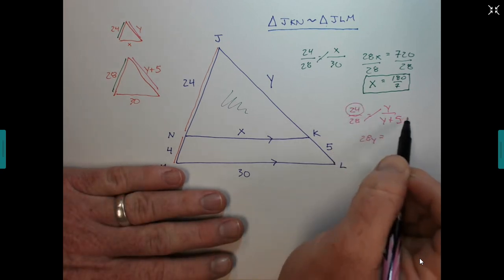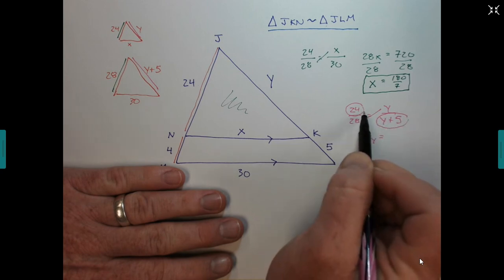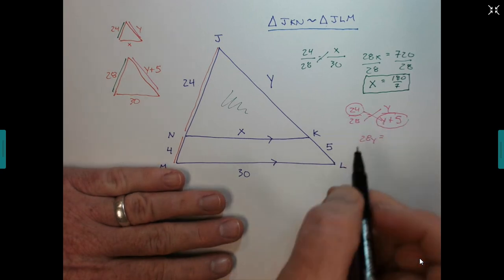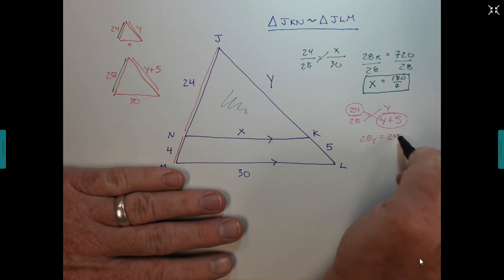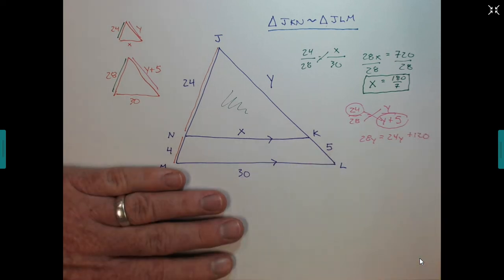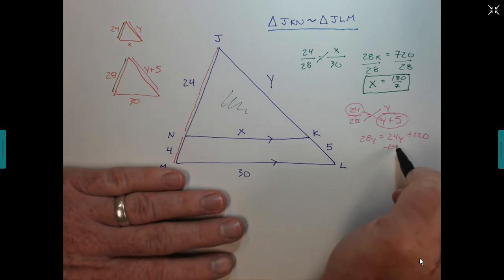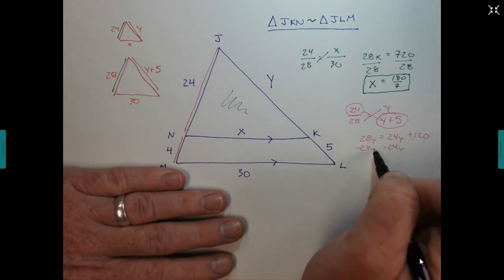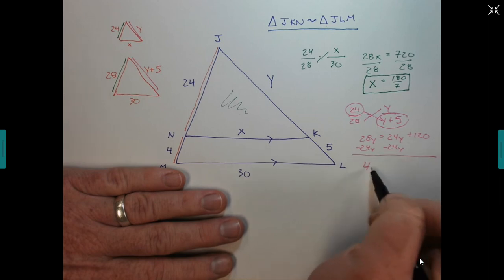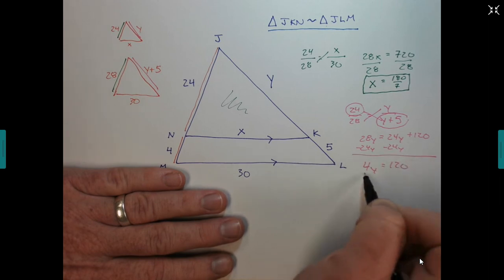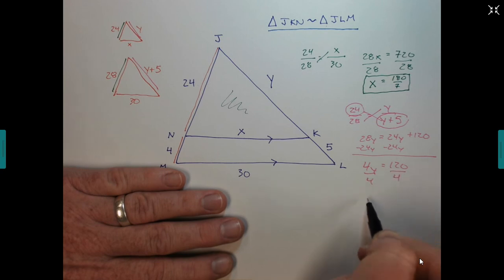One item times two items. We do that all the time. It's called distribution. 24 times y is 24y. 24 times 5 is 120. And now I can go about solving this problem. Move all the y's to one side. I actually have 4y equals 120. Divide both sides by 4, and turns out y is 30.